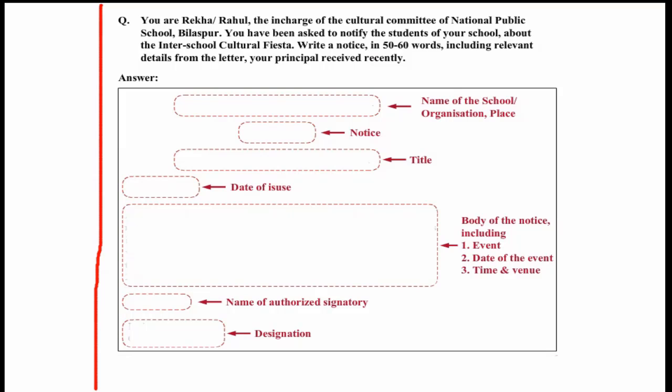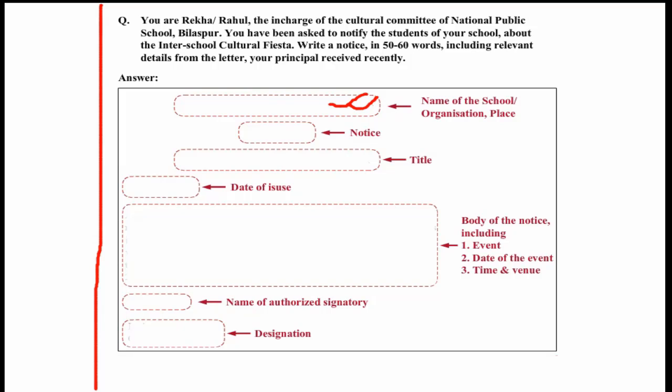Next, this is notice writing format. Anybody has to write a notice, but the format is very important to be known, and it should be enclosed in boxes. Okay, you have to close the box. So first of all, you have to mention the name of the school or organization with place as the first part of the notice writing. Then after the heading, that means this is called heading where I am highlighting, followed by the notice. That means you have to write notice in this space.